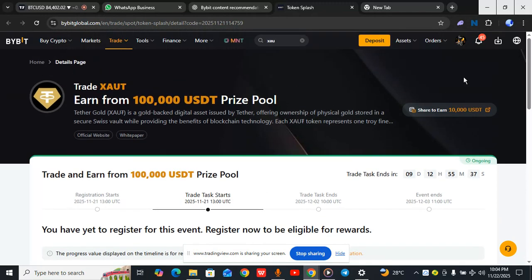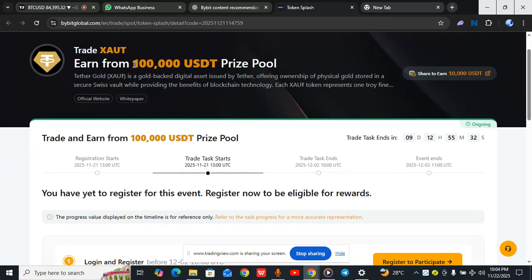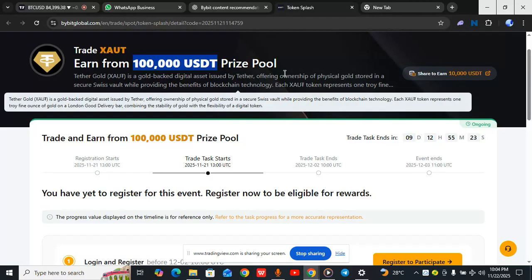So basically, what this is all about is that you trade gold on Bybit and you earn free USDT. You earn from this prize pool, which is 100,000 US dollars, 100,000 USDT, and this is going to depend on your trading volume, right?